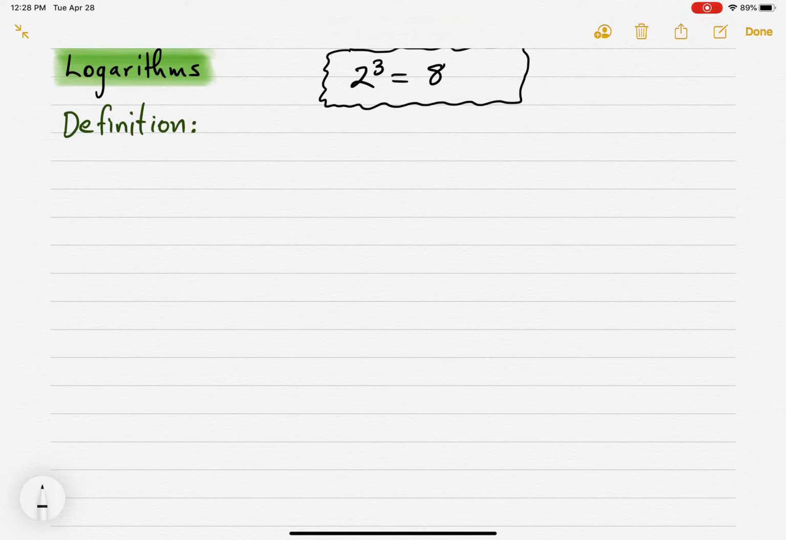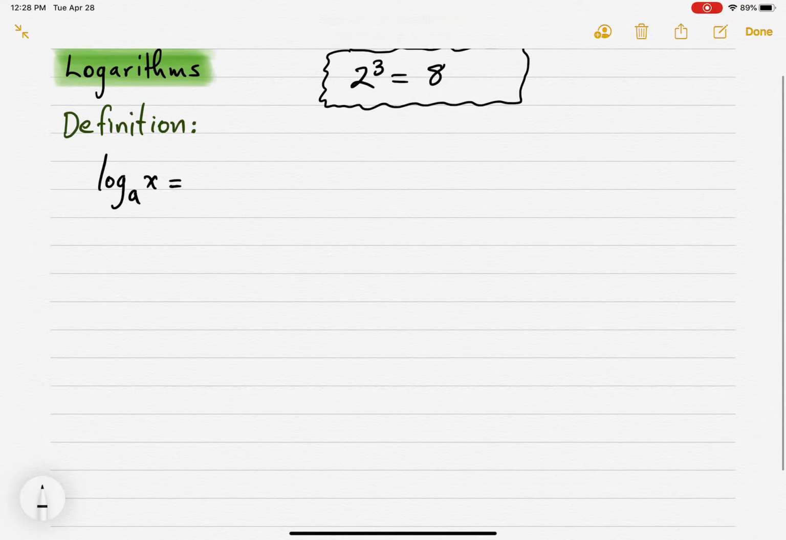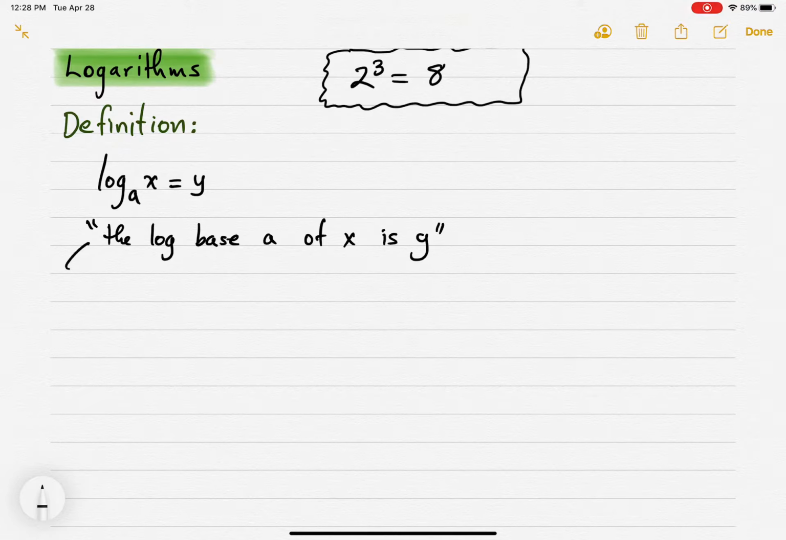For the definition of a log, we have the following: log base a of x is equal to y. We read it as the log base a of x is y. That's how we read it, okay?